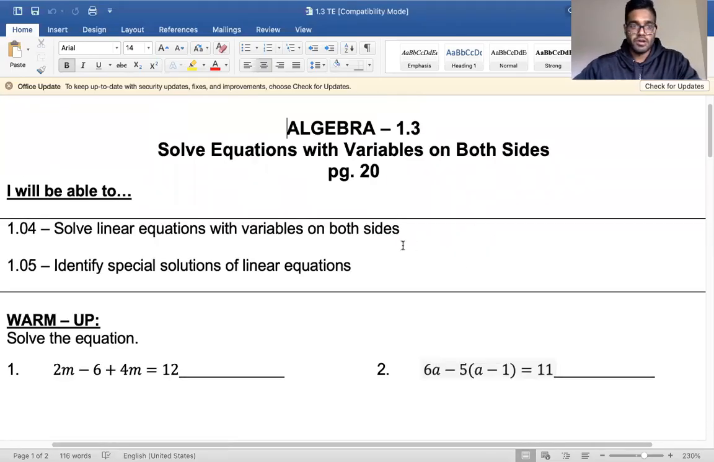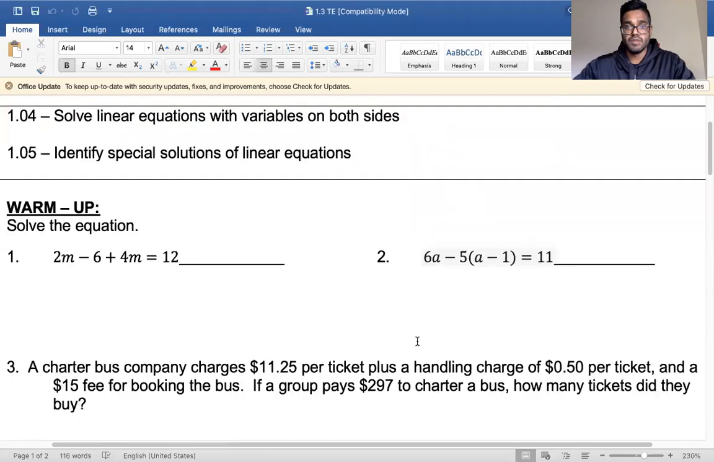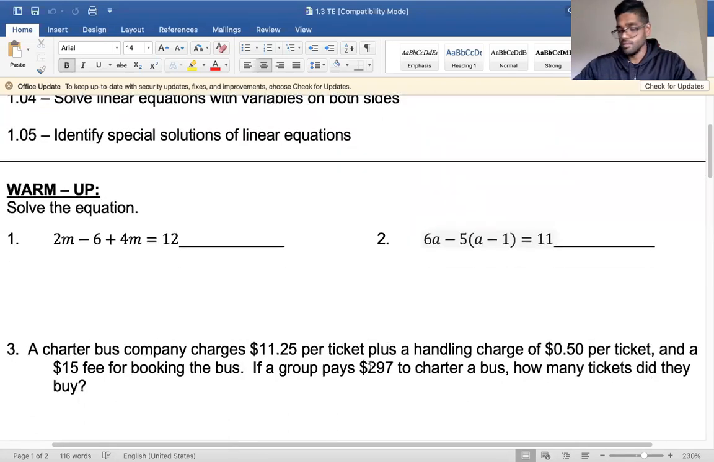So we got 2 learning targets for today: solving linear equations with variables on both sides and identifying special solutions of linear equations. Okay, so I'm not going to run through all these problems like I did in the first 2 videos. I'm going to do a couple, and I'll leave some for you guys, and I'll also leave some for us doing class together. So this video will be a little bit shorter than some of the other ones.